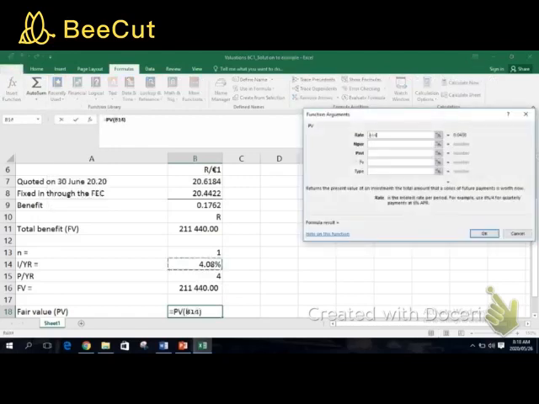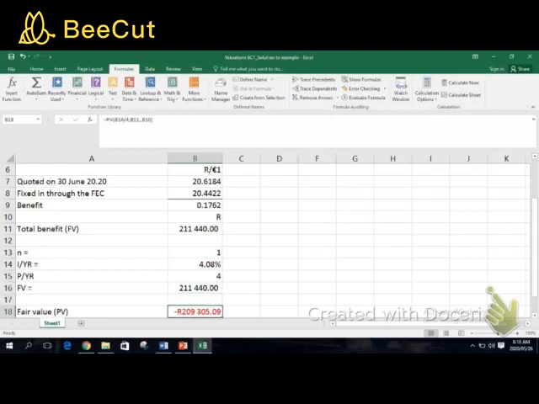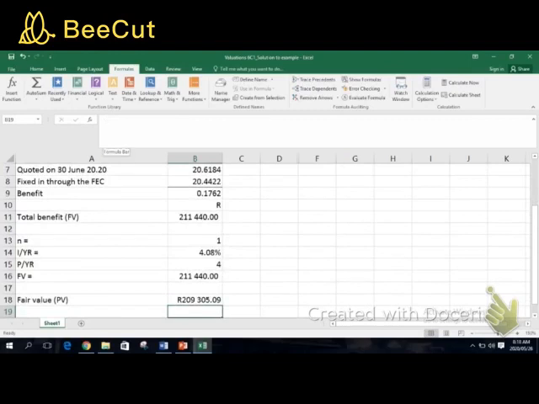The rate is that 4.08, but I now need to set Excel, just like you do your financial calculator, to 4 periods per year. We are valuing this over 1 quarter, and we said that's 1 period. With a future value of 211,440, it gives me a fair value, let's just change the sign, of 209,305 Rand and 9 cents.